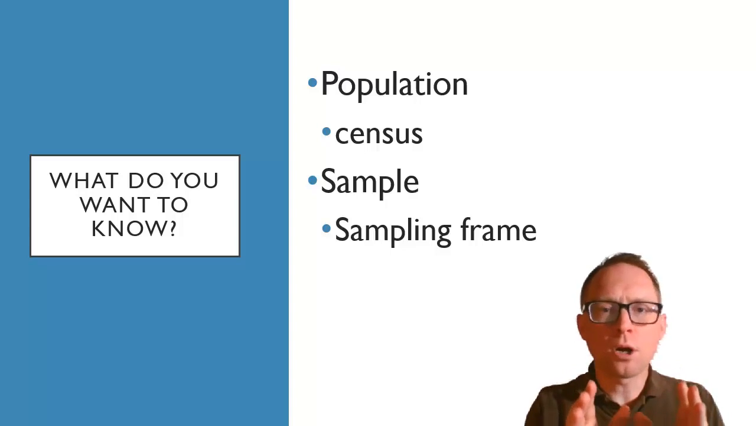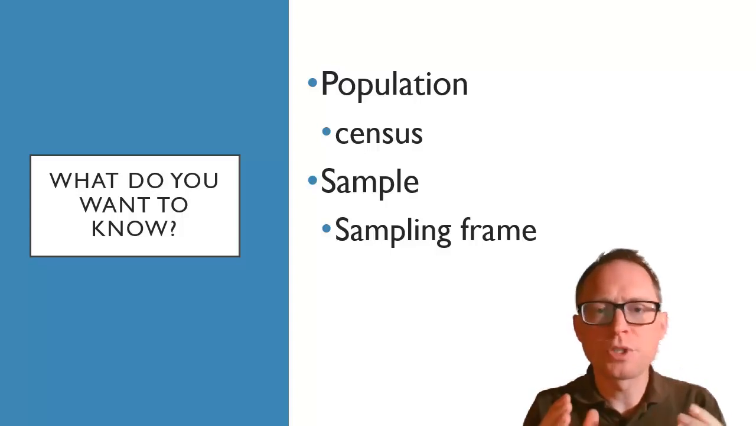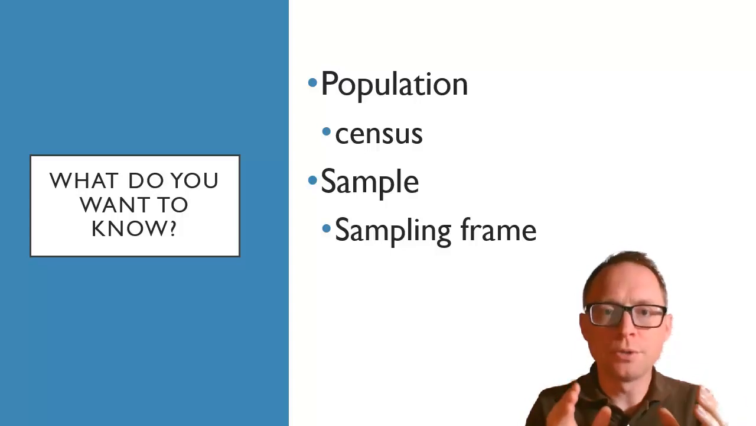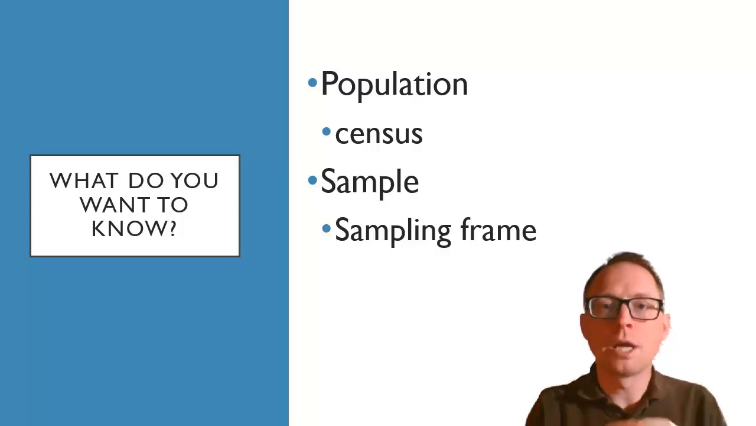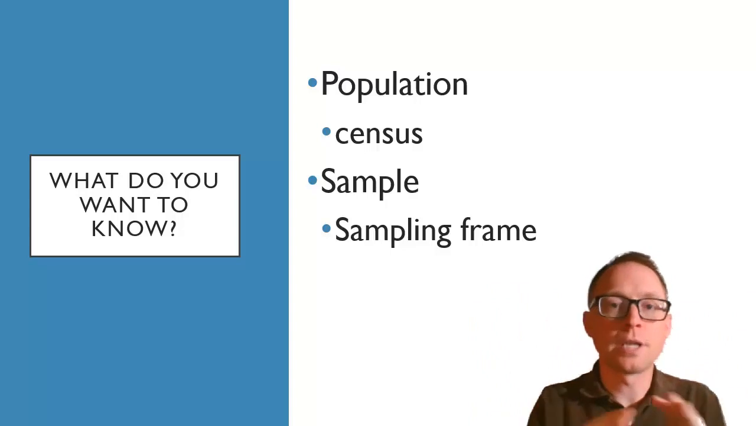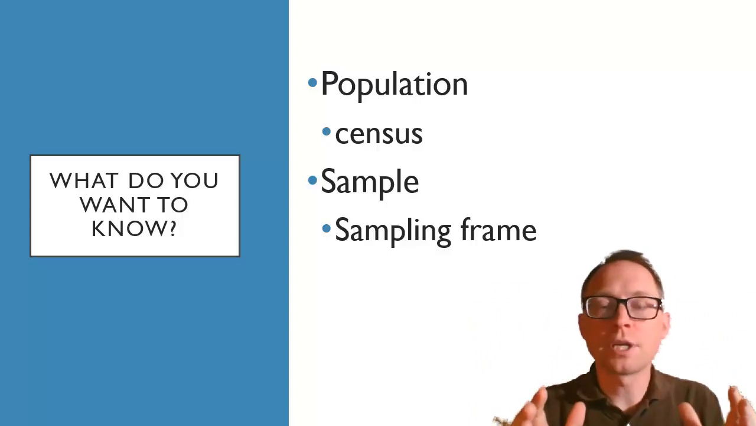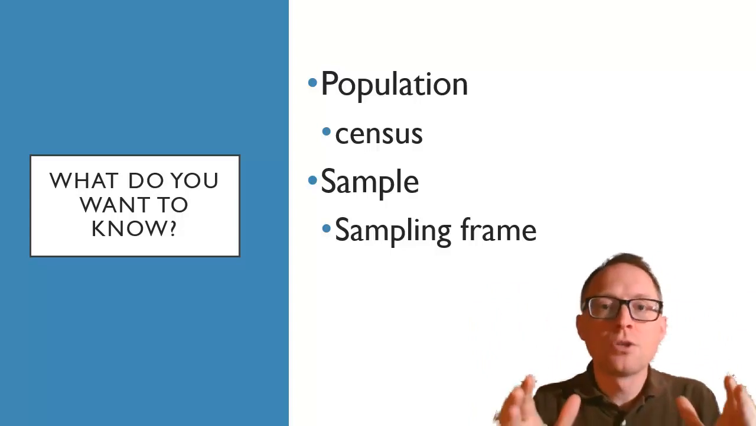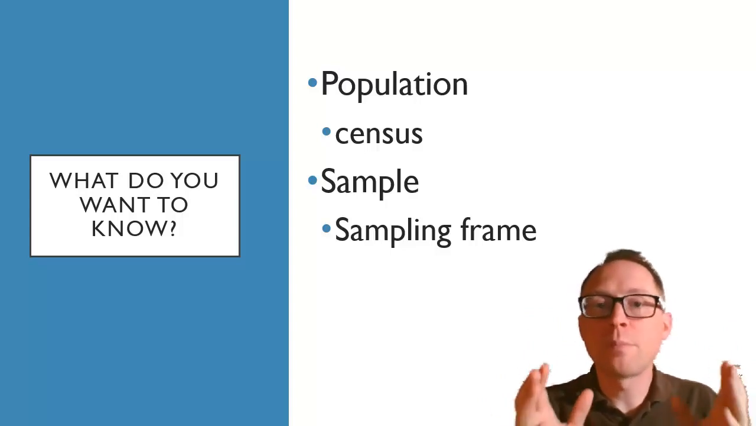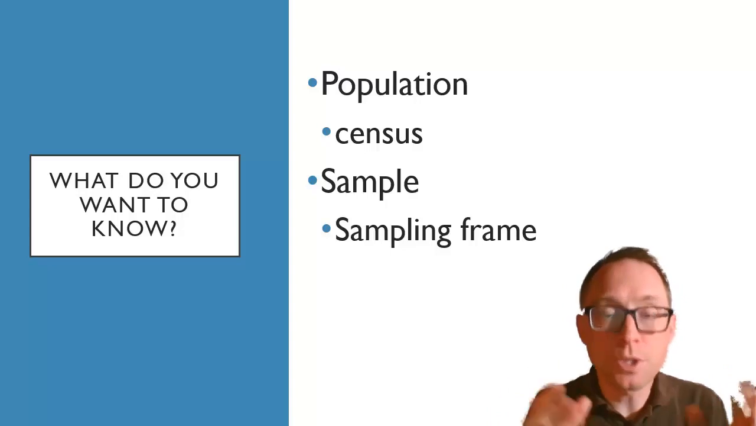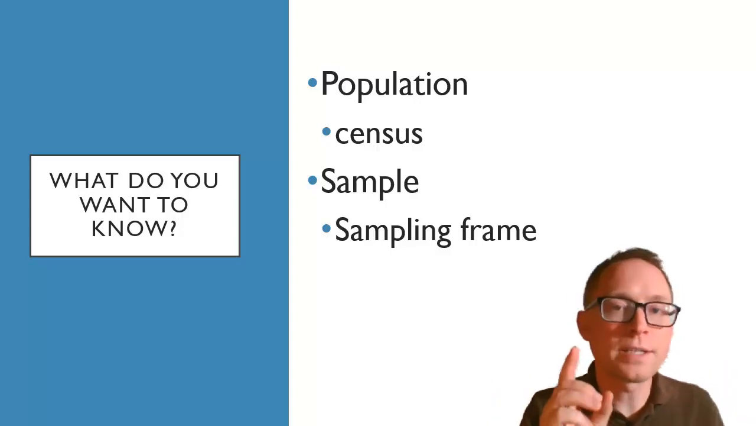Remember, we want our studies to apply to a specific group. Well, the group that we want it to apply to is the population. That's what we call the population. It's everybody who the study should apply to. We generally cannot go out and measure every person in a population. Sometimes we do. We call that a census.